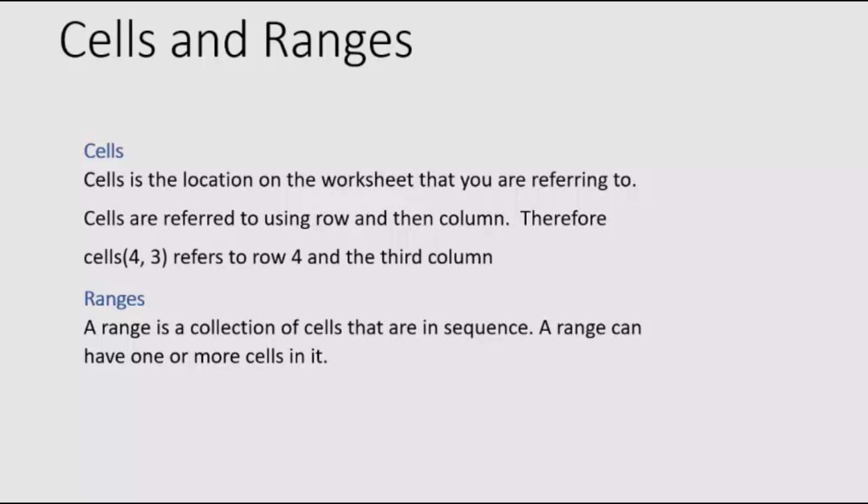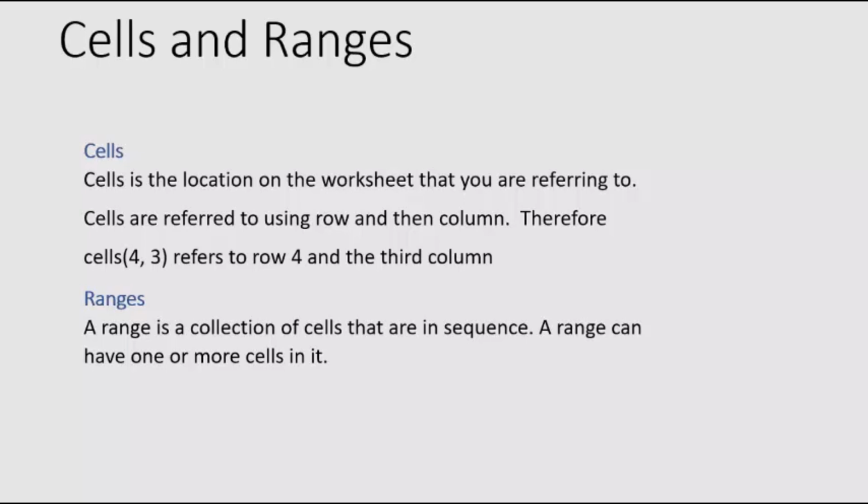Now, there's another thing called a range, and a range is a collection of cells. And they have to be in sequence. You can go A1 to A4, but as long as they're connected, you can't go A1, A5, A7. They have to be all in a row, or all together. A range can have one cell, or practically a whole sheet.